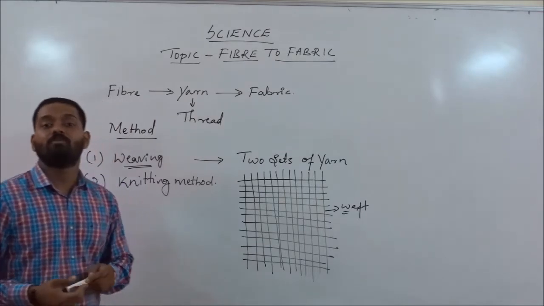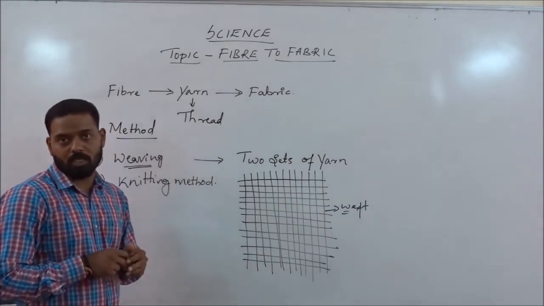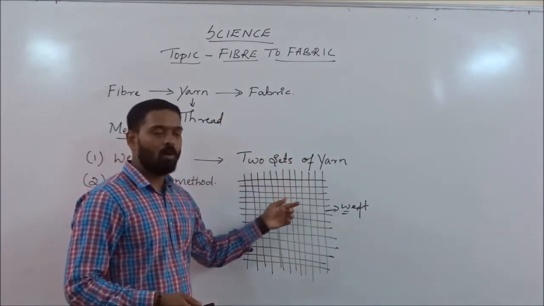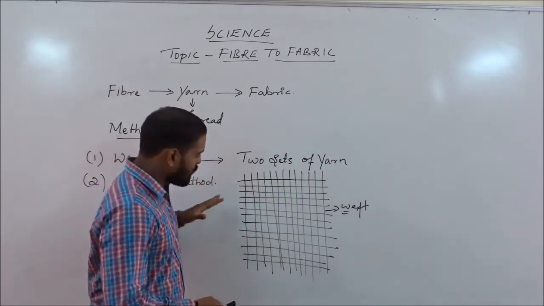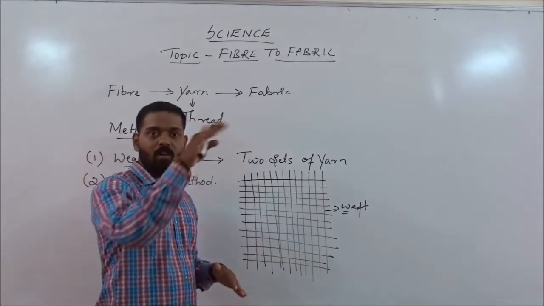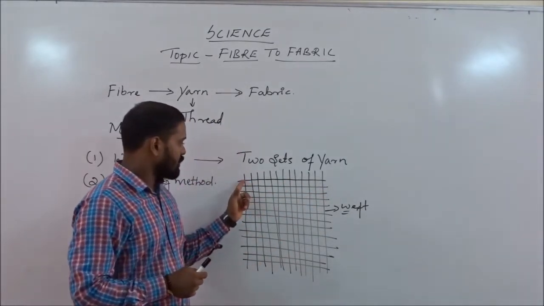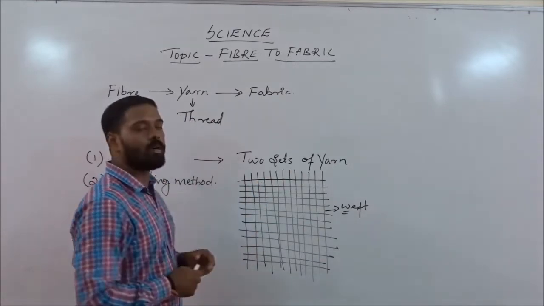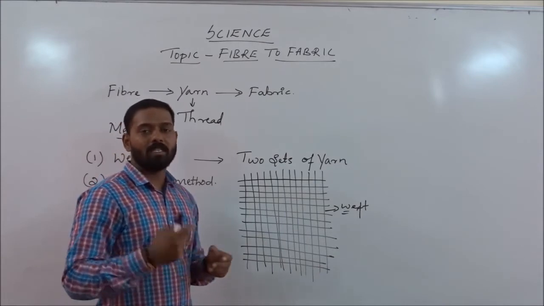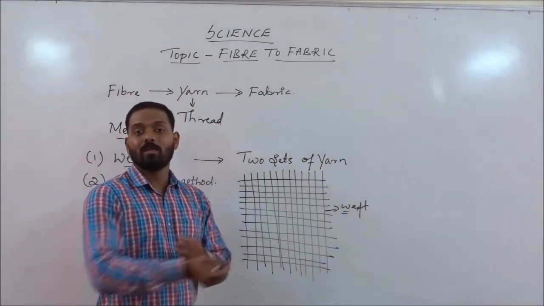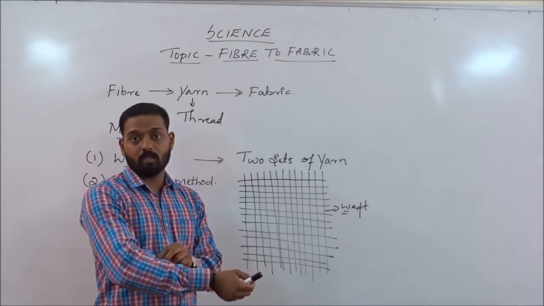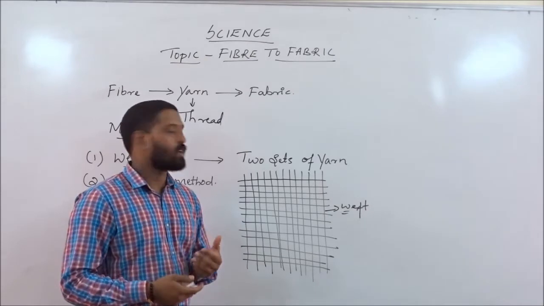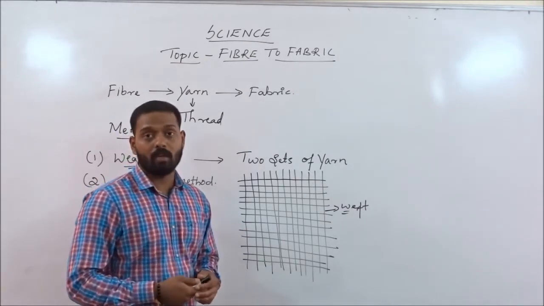So if they ask you to define the weaving process or weaving method, how can we define it? We need to take two sets of yarn. One is the vertical section of yarn, another is the horizontal section of yarn. Then we need to join these yarns in this pattern. If you prepare cloth this way, we call it weaving pattern cloth. Basically, weaving pattern cloth is used for making shirts, pants, and saris. So these kinds of cloths we can manufacture using the weaving process.